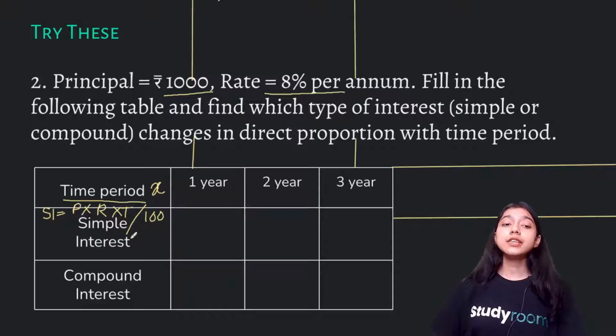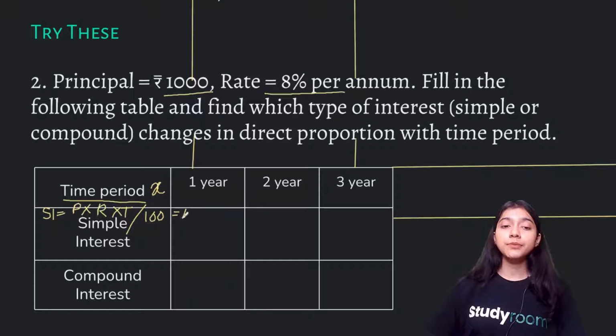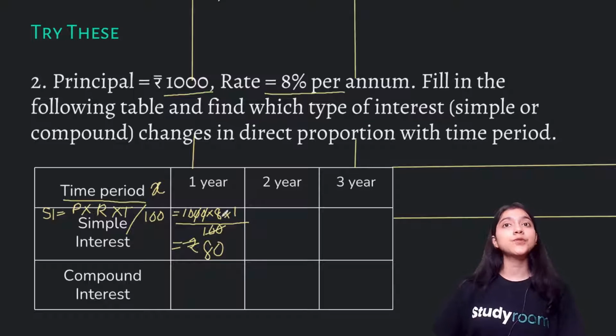Now, in the first case, we have to calculate simple interest where time period T is 1, principal P is 1000, rate R is 8% per annum. So it will be principal equals 1000 multiplied with rate is 8, time given is 1 and it will be divided with 100 using the formula. So this 100 gets cancelled and here we will cancel 2 zeros. So we are left with rupees 80. So rupees 80 is the simple interest for the first year.